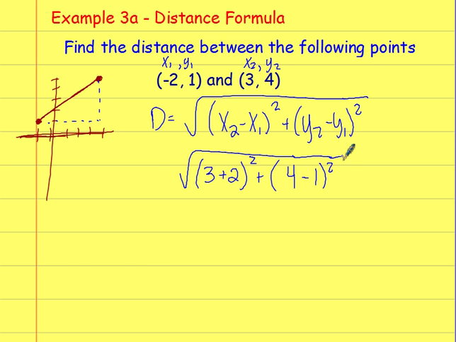And then I can just simplify. Just keep knocking it out. What is 3 plus 2? So 5 squared plus, what's 4 minus 1? 3 squared. I can even keep going. 5 squared is 25, plus 9. 25 plus 9 is? 34. So I should get the square root of 34.